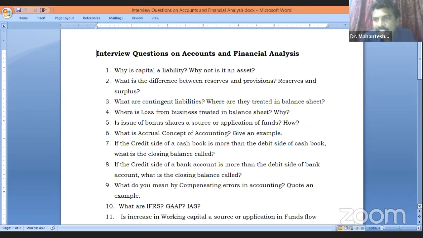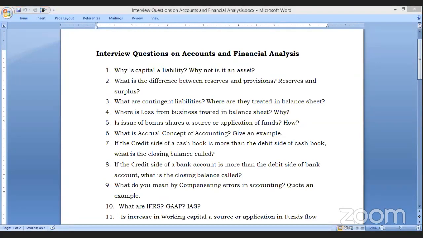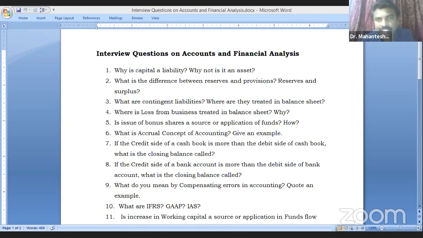Is there any participant who is interested to answer this question? Question number 5. Issue of bonus shares, when preparing the funds flow statement, is it a source or application? Any participant, please, you can type. Either you can type or raise your hands so that I can allow you to talk. I will not expect an answer for every question, but this is a very important question. In most of the interviews, this question is raised. I am curious to know if you know the answer to this.